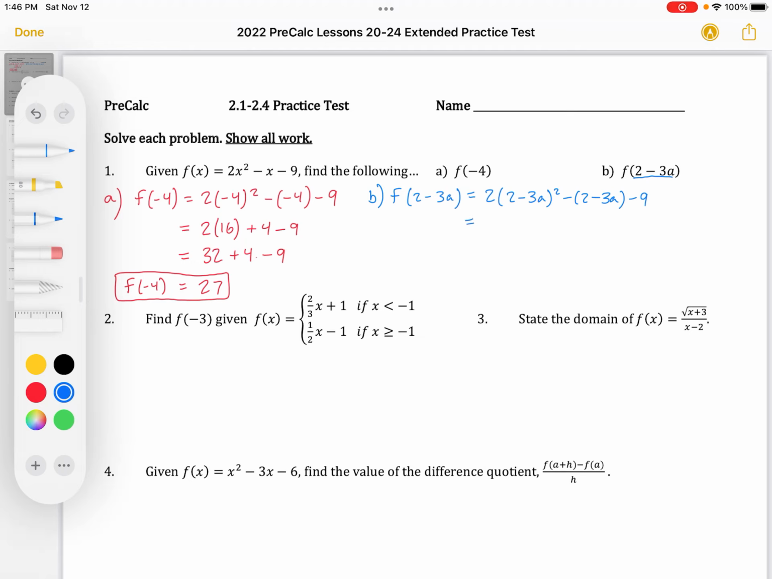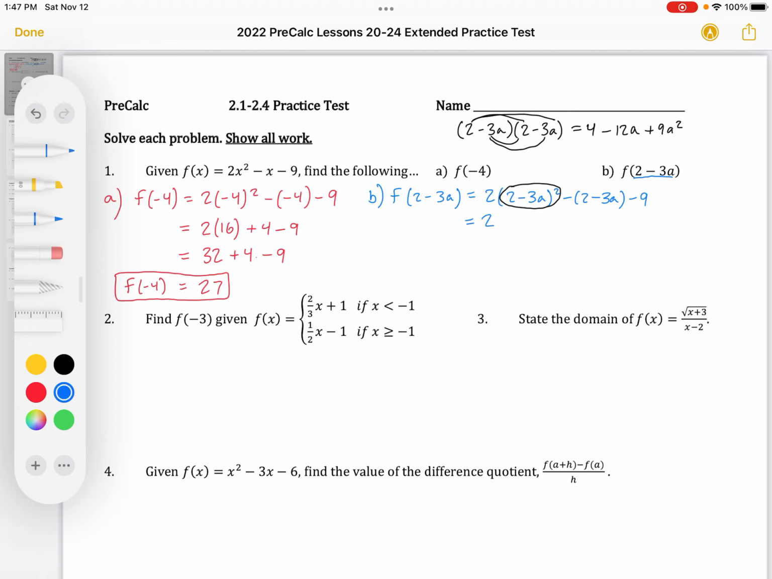All right. So one thing you need to be careful with this problem is this 2 minus 3a squared is actually something you're going to have to FOIL. So we're going to do 2 minus 3a times itself 2 times, because that is what a power of 2 means. So if we FOIL this, 2 times 2 gives you 4. And we have minus 6a minus 6a, so that will be minus 12a. Negative 3a times negative 3a is positive 9a squared.